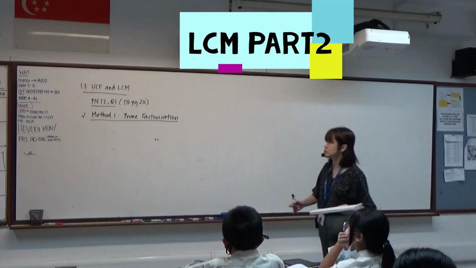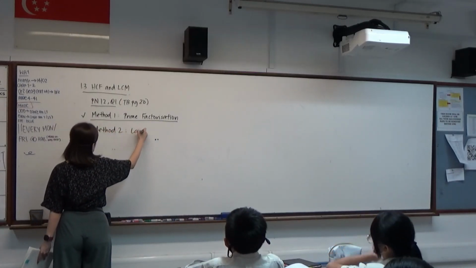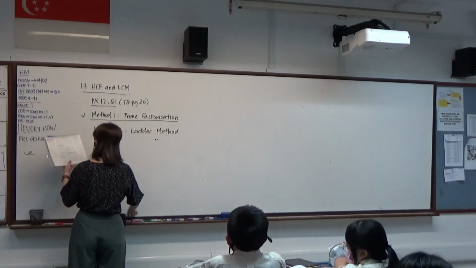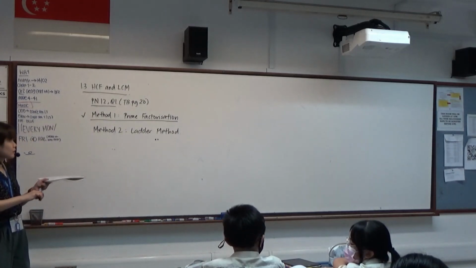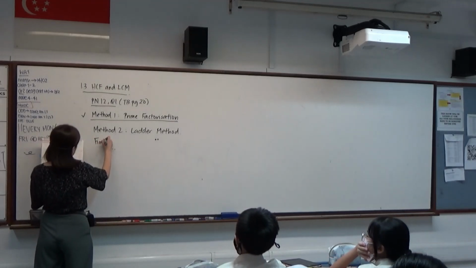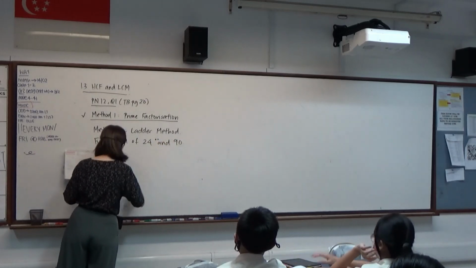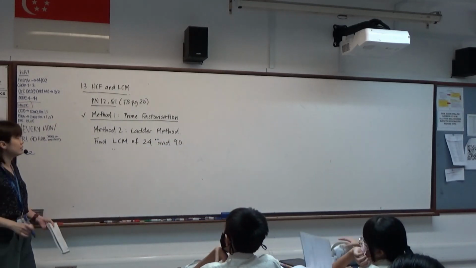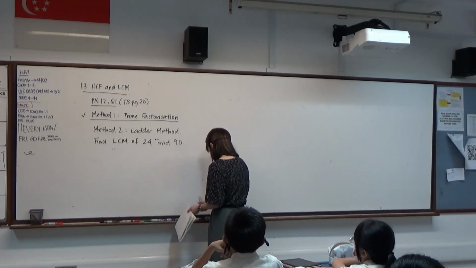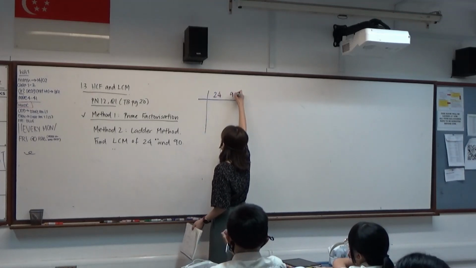Okay, we're going to look at method 2, the ladder method. So in our ladder method, to find the lowest common multiple, sorry, I forgot to write the question: find the LCM of 24 and 90. To do the ladder method, we'll have our framework in place. We'll place our 24 and 90 on it.